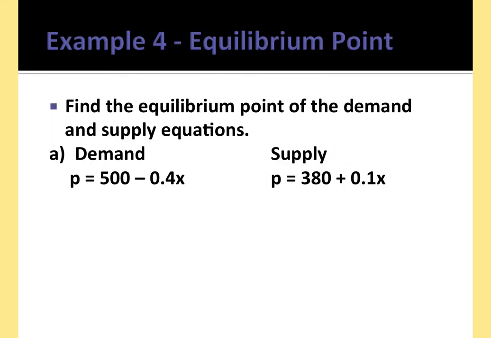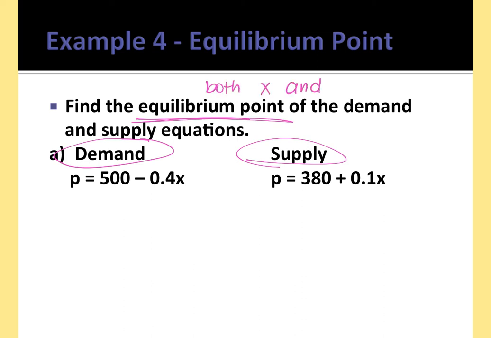All right. Now you get some application. So in this section, you get something called equilibrium point. This is very similar to break even, okay? It says find the equilibrium point of the demand and supply equations. So I give you the demand and supply equations, right? Your variables here are P, which is the price, and X, which is the number of units. So the difference with equilibrium point is you want both the X and P. So we're not just finding the number of units, we're finding the number of units and then finding the price that we should sell them at. So you're looking for both things.